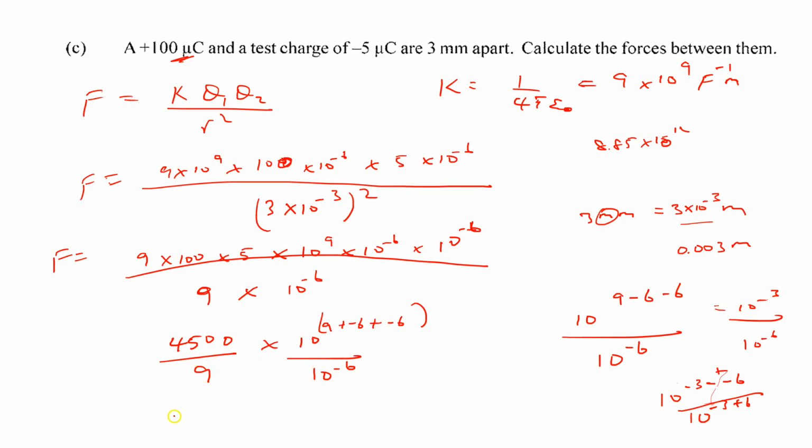So now we have this. Let's divide the 4,500 by 9. We get 500. Then we have times 10 to the 3, because we work out this and we get 10 to the 3. So this, in a sense, is your answer. And to just make it a little bit more colorful, we can say force is equal to 500 kilonewtons. Nothing is wrong with you writing it like that. And that would complete that answer, ladies and gentlemen.